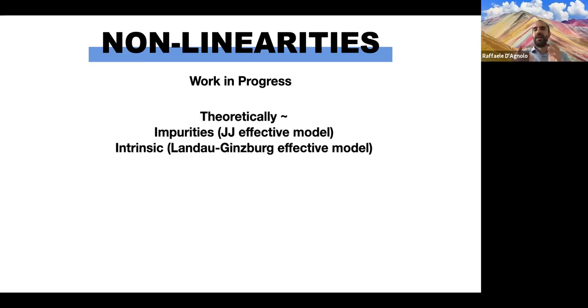Theoretically, we found that we can describe impurities with an effective Josephson junction model, and we can describe these intrinsic nonlinearities in the superconductor with an effective Landau-Ginzburg model. So this is kind of the quantum field theory part of the work. This is exactly like the Higgs Mexican hat potential. It's the same theory. And so we will try to get some theoretical understanding solving these models numerically.